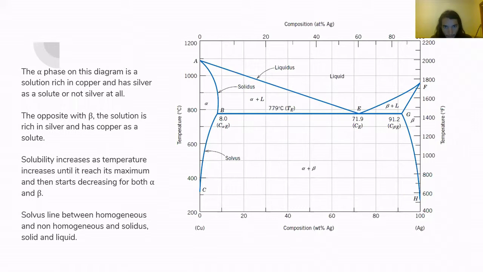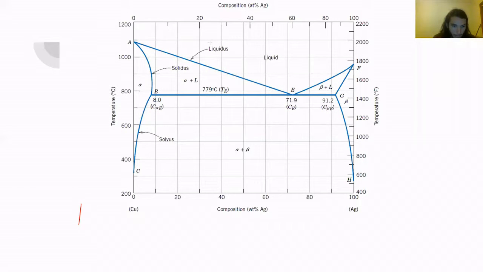And in here I'm going to show you how to write the eutectic reaction equation for this specific phase diagram. So in one part, when it's heated, it will be liquid, and the liquid is 71.9 weight percentage of silver.